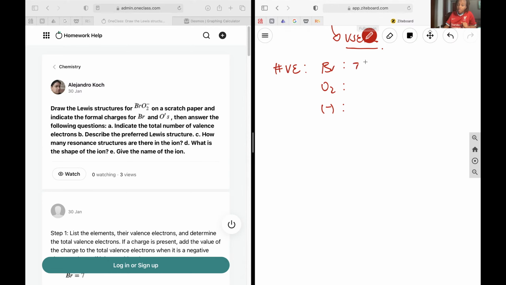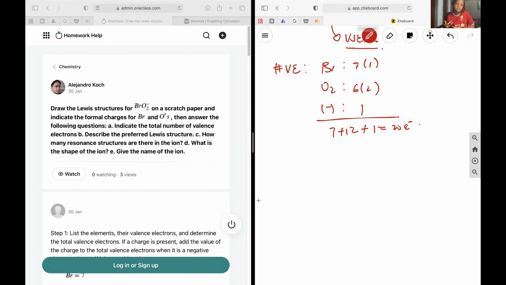So bromine gives me 7 valence electrons for every bromine atom. Oxygen gives me 6 valence electrons for every oxygen atom. And the charge is going to give me 1 valence electron per negative charge. And so that is going to give me 7 plus 12 plus 1, and that's 20 electrons to organize. Okay. Now I need to decide on my central atom. I can already see I have 1 bromine, 2 oxygens.